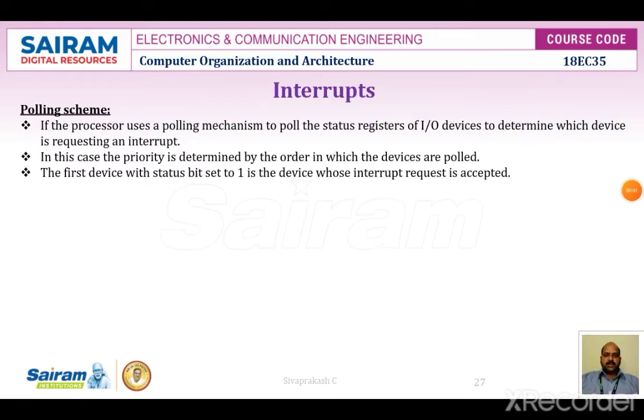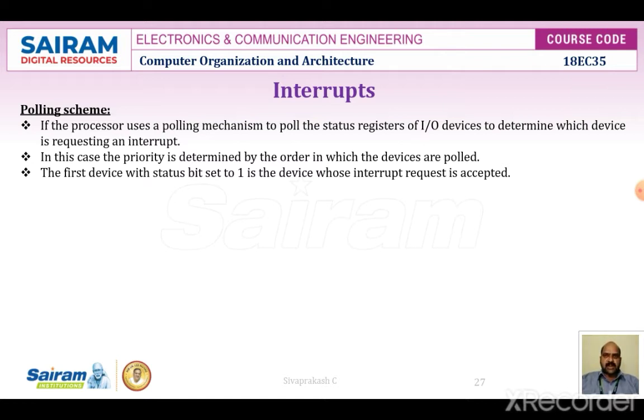Good morning, students. In this video, we are going to discuss the polling scheme in interrupts. If the processor uses a polling mechanism to poll the status register of an I/O device to determine which device is requesting an interrupt, in this case the priority is determined by the order in which the devices are polled. The first device with the status bit set to 1 is the device whose interrupt request is accepted.